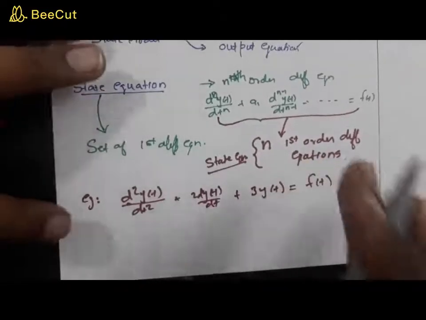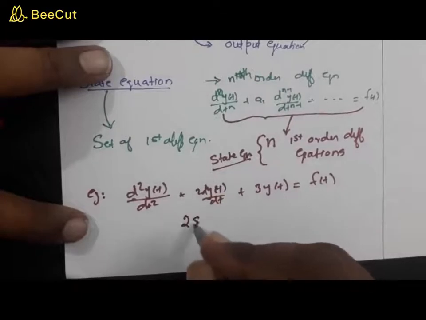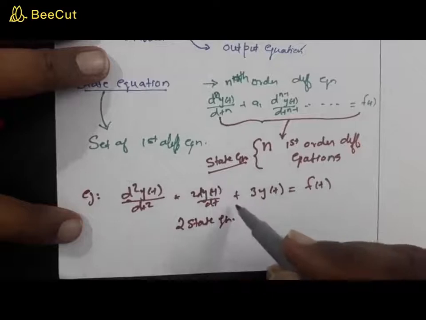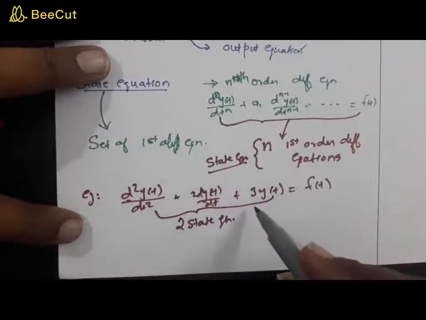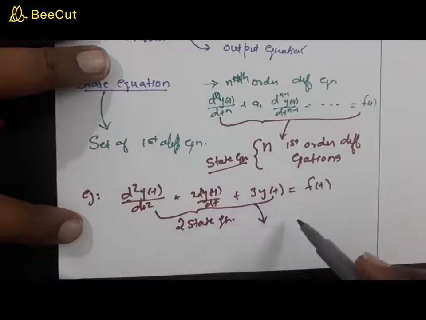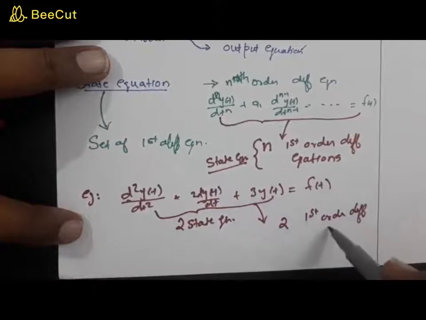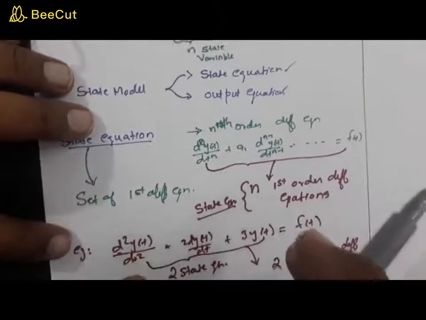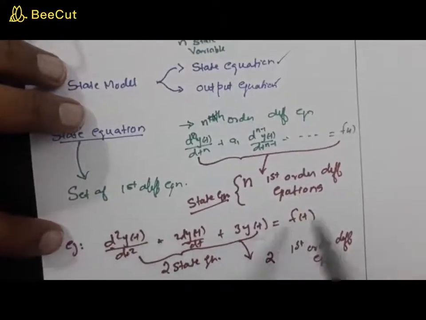Now how many state equations will this have? This will have 2 state equations. That's what I meant. So you don't have to worry about how you will be decomposing it into first order. This can be decomposed into 2 first order differential equations, and this set of equations are called the state equations of the system described by this differential equation.